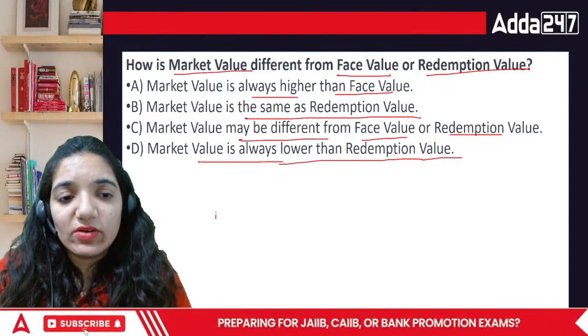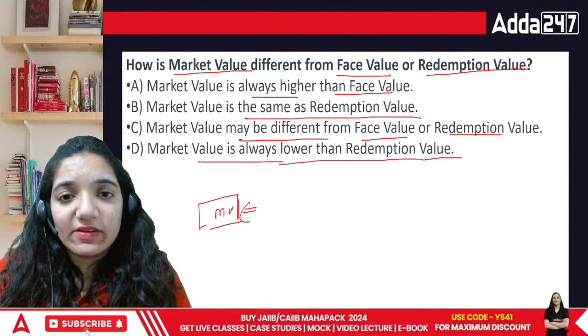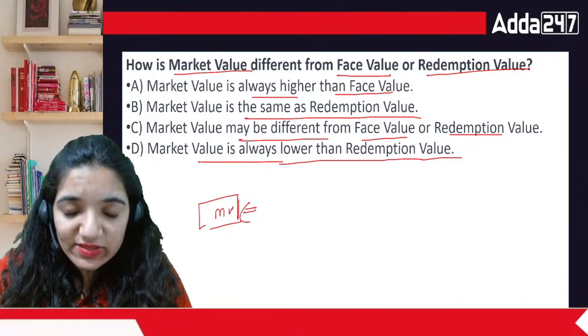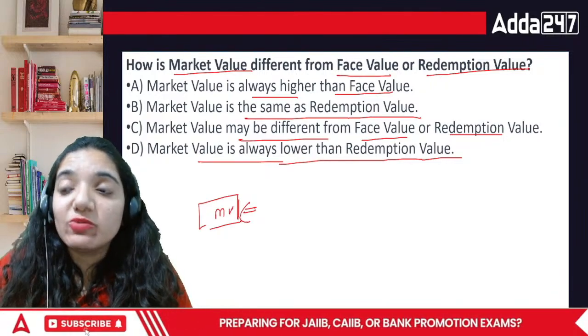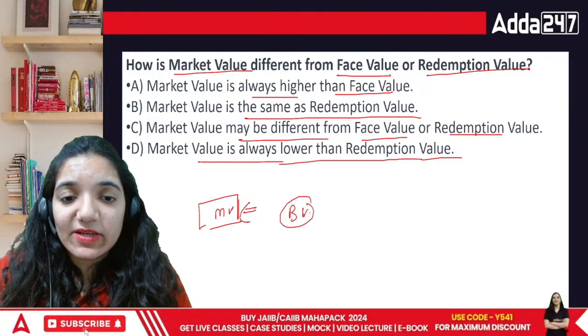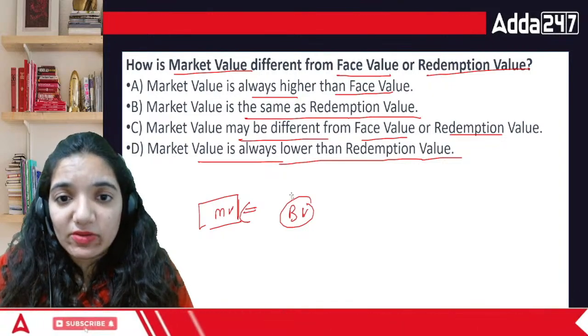We have something called market value. Market value is the value at which we can get it in the market. Face value is actually the value at which we purchase it, that is, the value at which we are issuing it. This is actually the book value. And redemption value is completely different: the value at which we are redeeming or making the payment to them.